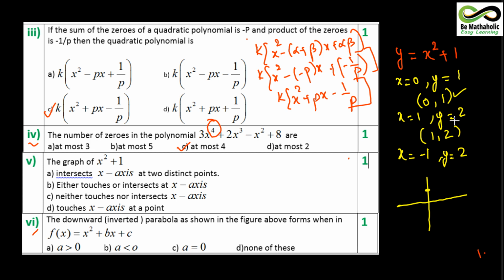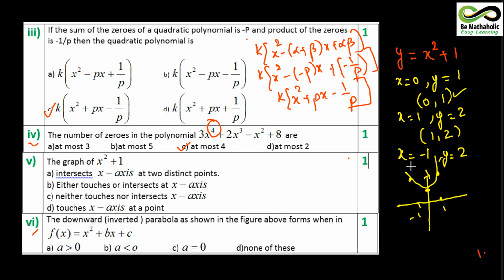Then the other pair of coordinates will be (1, 2). X is 1, y will be 2, somewhere here, right? And then the other x is minus 1, that means somewhere here, y will be 2 again, the point will lie here.